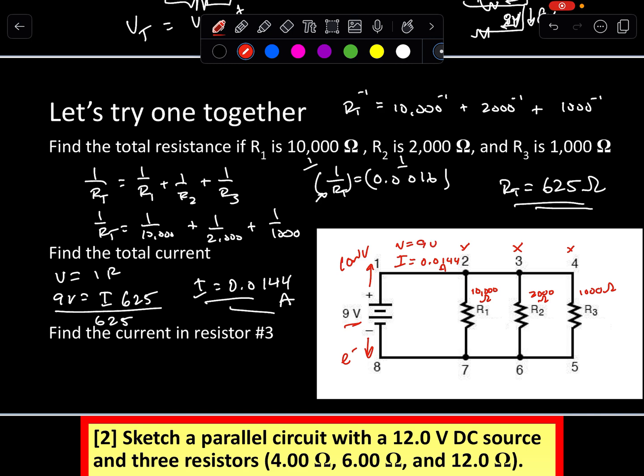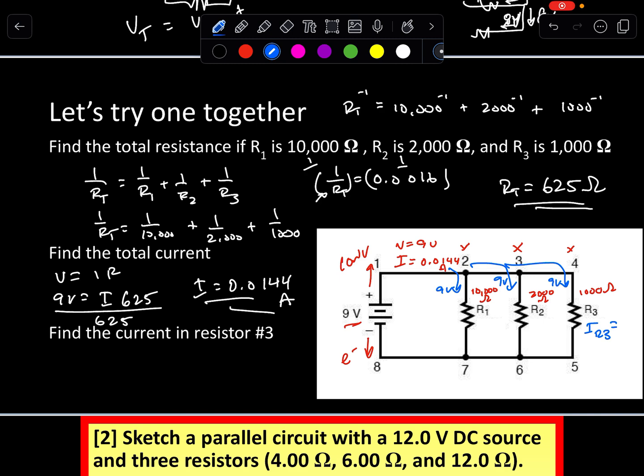Okay. If we want to find the current through R3 out here, what we have to remember is that this current is going to get split, split, split. So it's going to get split 3 different ways, depending on which one is the biggest and which one's the smallest. This one being the smallest, it'll probably be the fastest. The one thing that stays the same is that each branch is going to have 9 volts going through it.